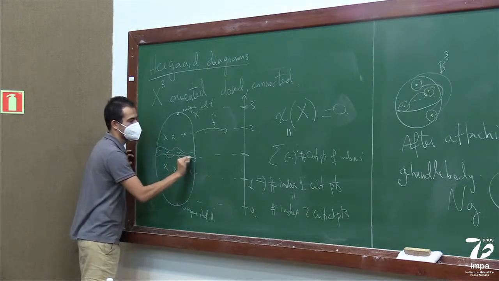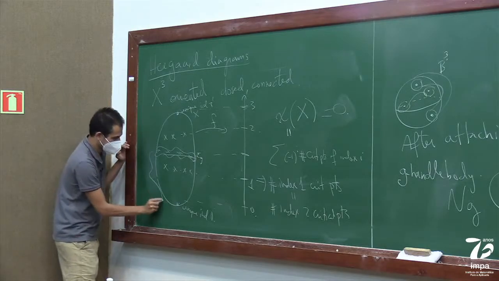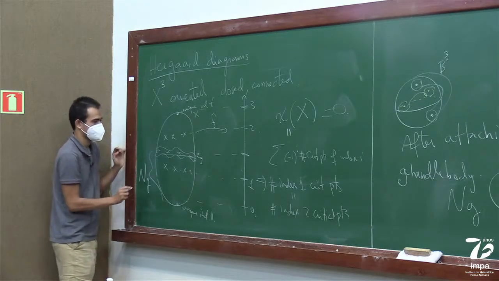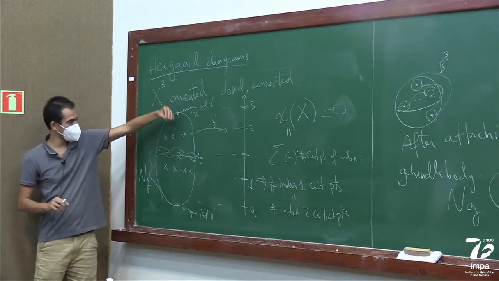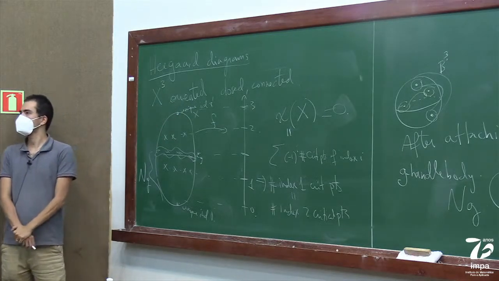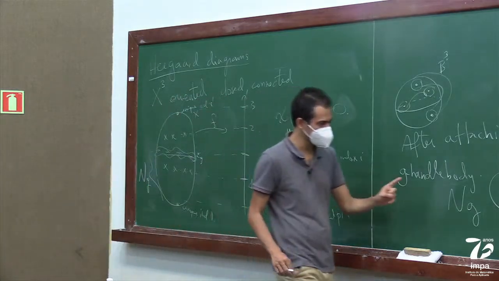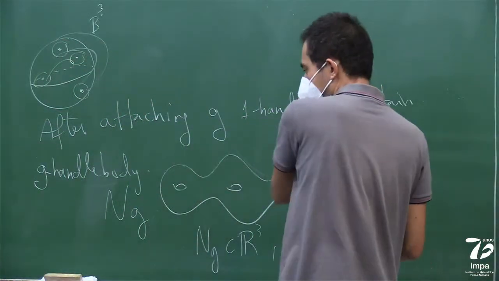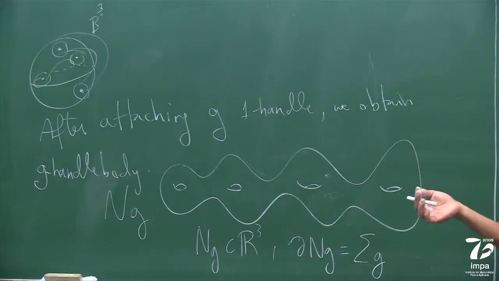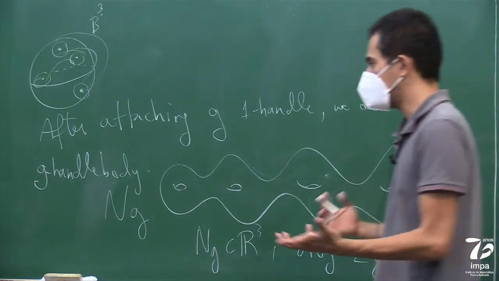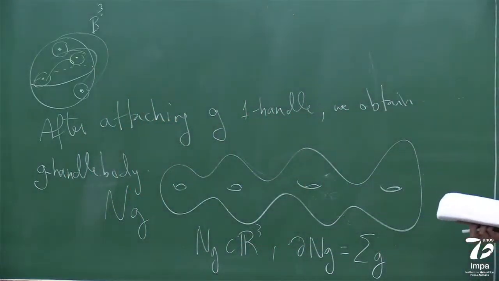So you can think of it like this. You have your sigma G right here, and what's below here is your NG. And now what you have to do is attach the 2 handles. Basically, now you have to attach the 2 handles to this handle body here. So what's an attachment of a 2 handle? Remember, to attach a 2 handle, you have to choose a circle, and then you have to thicken the circle.